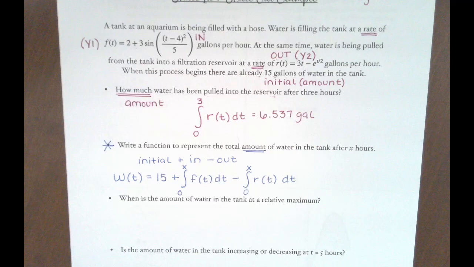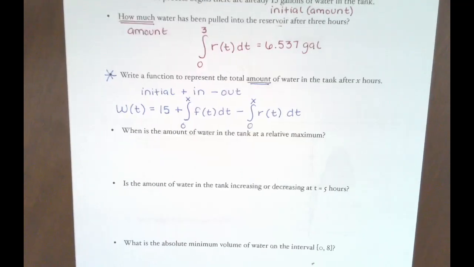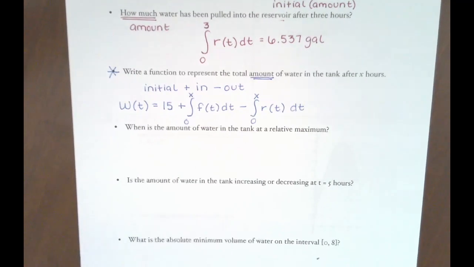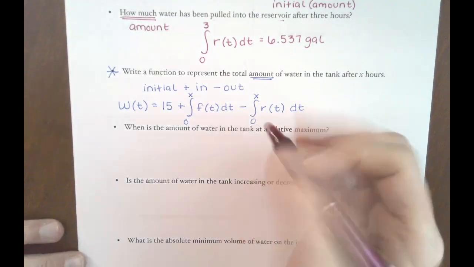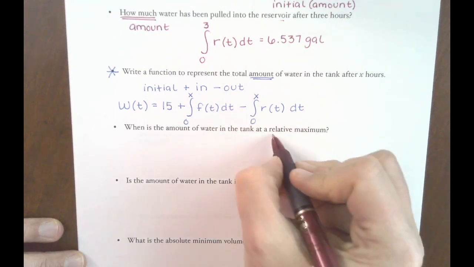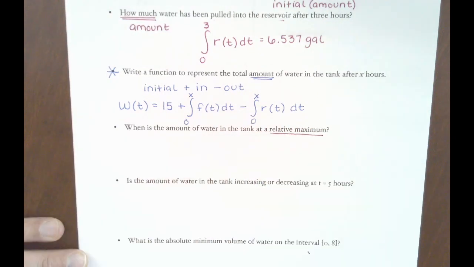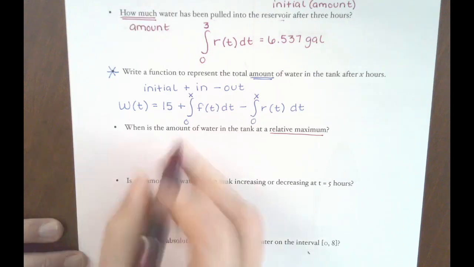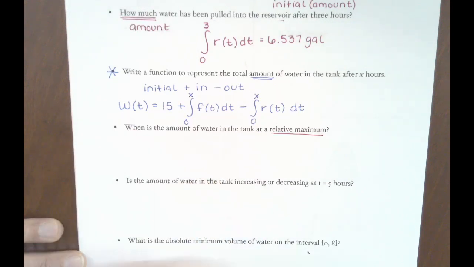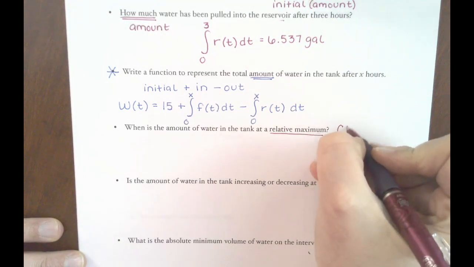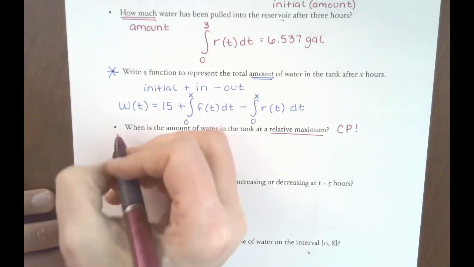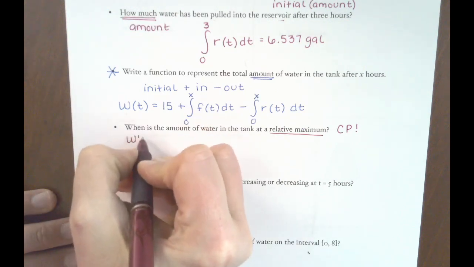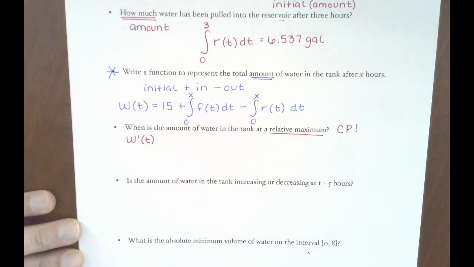Okay, and now is when I can start asking you all kinds of things. So like, for example, when is the amount of water in the tank at a relative maximum? Okay, well, let's think about how we would normally find, like way back when I asked you to find relative maximum, what would you do? I want the maximum of this W(t) function. Well, a relative maximum has to happen at a critical point, right? So let's start by thinking about where our critical point is. Well, to get a critical point, I need W prime of t. That's the derivative of this thing.